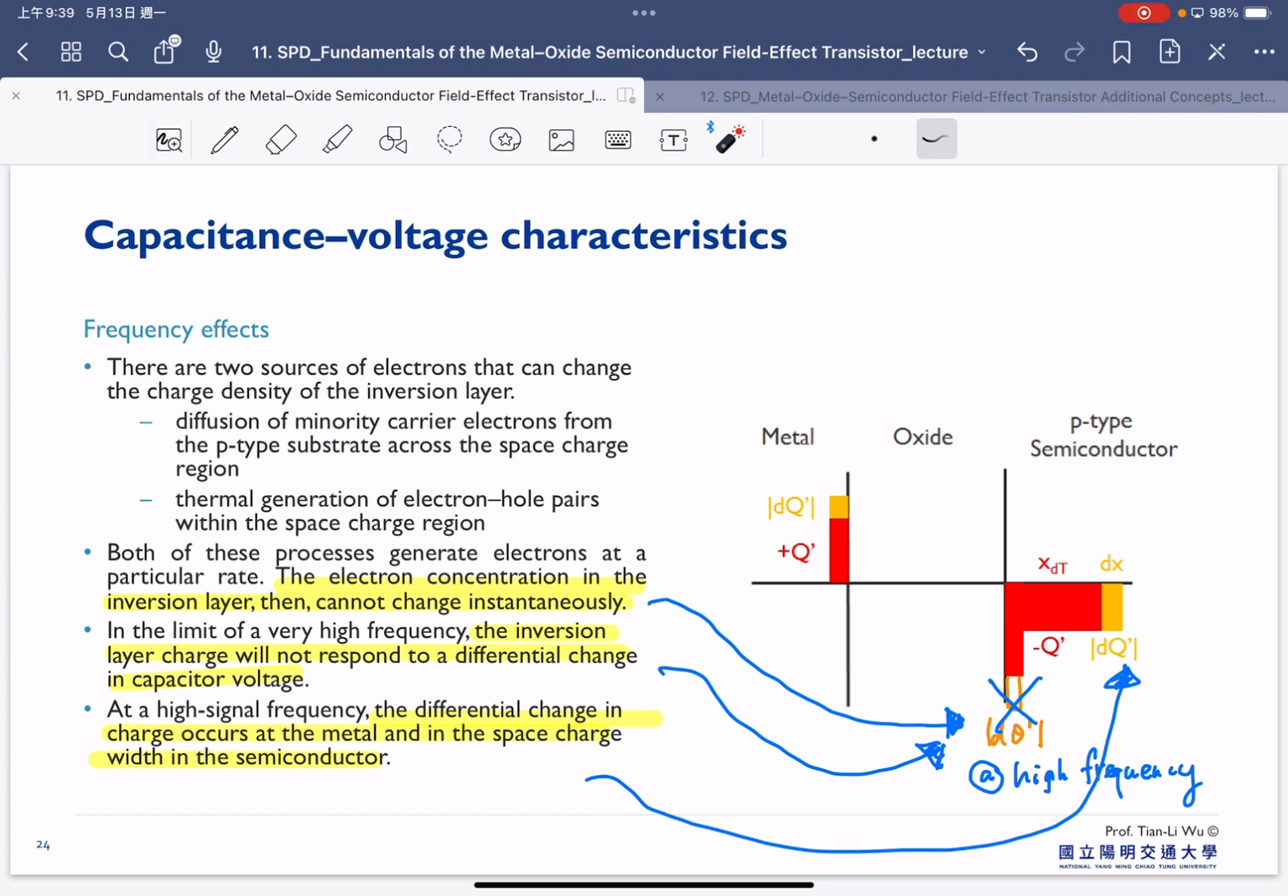So again, ideally, once we apply the positive bias, we will start to form the inversion charge here. So any additional decoupling coming from the AC signal should also be reflected in the inversion charge here. But right now we are in the high frequency regime, so the inversion charge cannot change instantaneously. That's why the additional decoupling will be formed in the space charge region here, and therefore once we go to high frequency, the CV curve will actually change.